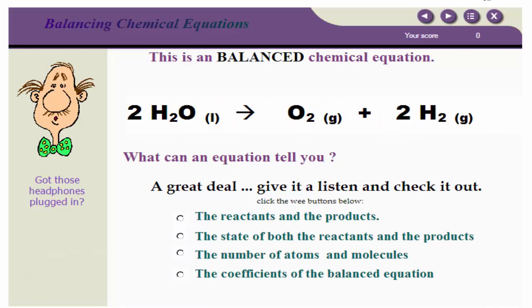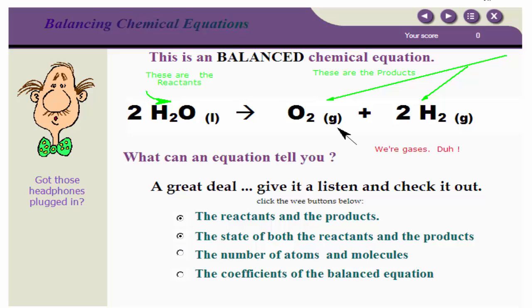This is a balanced chemical equation. So what can an equation tell you? A great deal. It can tell you the reactants and the products. Water is the reactant, the products are oxygen gas and hydrogen gas. It can tell you the state of both the reactants and the products. This little L here stands for liquid water, the G, gaseous, or oxygen gas and hydrogen gas. S would stand for solid if we had one. It also tells you the number of atoms and molecules. 2 molecules of liquid water decompose to form 1 molecule of oxygen gas and 2 molecules of hydrogen gas.